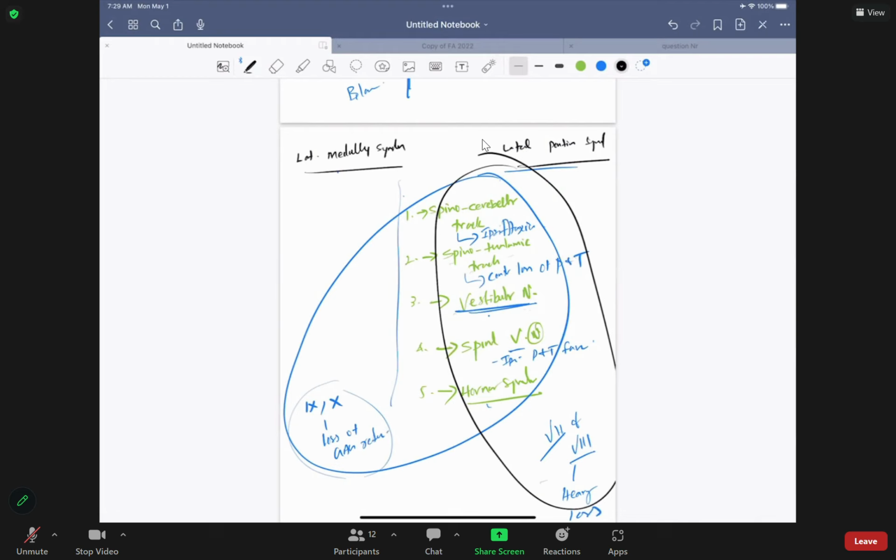All good so far? Now we need to know the cause. What causes this lesion? That's the whole point. Lateral medullary syndrome is caused by PICA. P-I-C-A. What does that mean? Posterior inferior cerebellar artery. I'll show you on the picture in a moment. Posterior inferior cerebellar artery. And also remember, folks, lateral medullary syndrome has another fancy name we call Wallenberg syndrome.